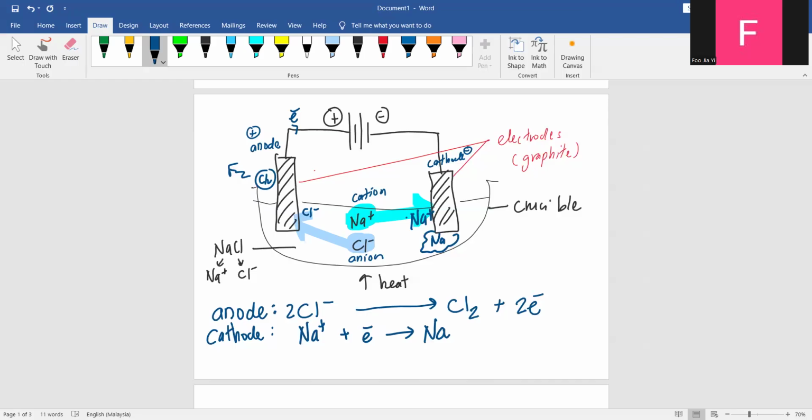What's that? Is that a bug? A bee? Can you just kill it? Just step on it. I don't want it to fly.